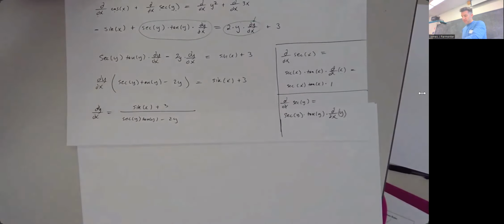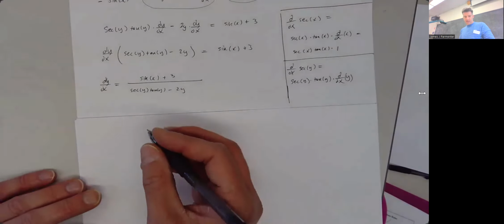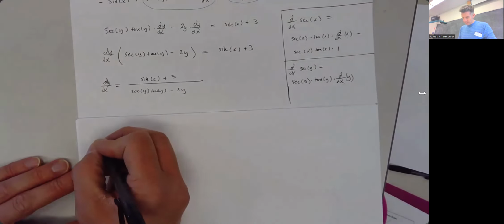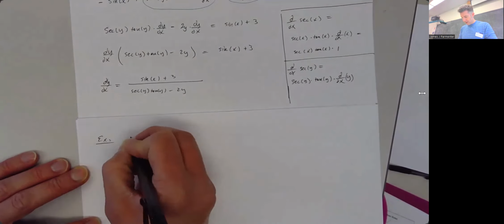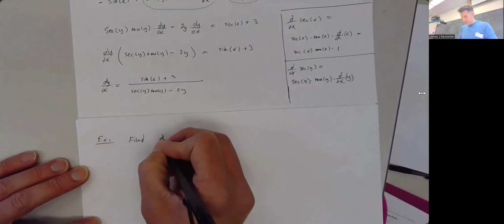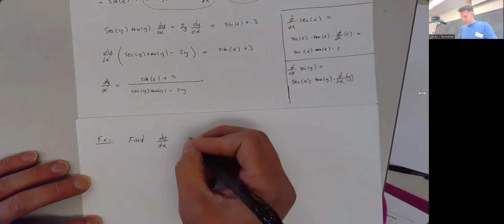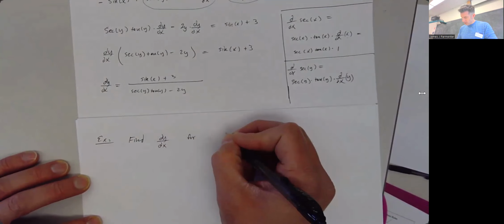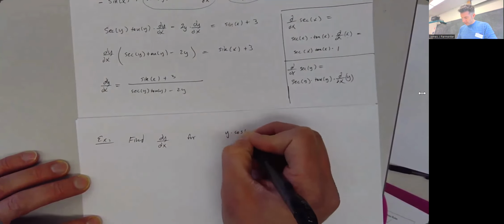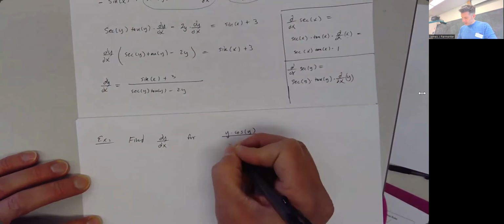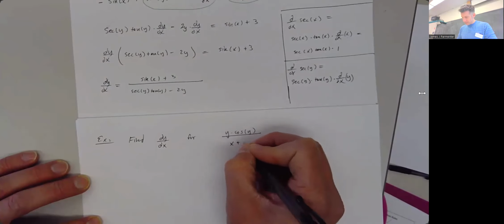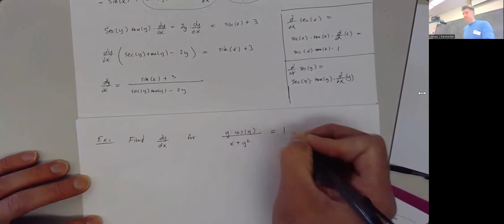Ooh, yeah, this is gonna be terrible. Not really though. I promise you, it's not as bad as it looks. So let's say we had this example, where again we're going to find dy dx for y times cosine of y over x plus y squared equal to 1.